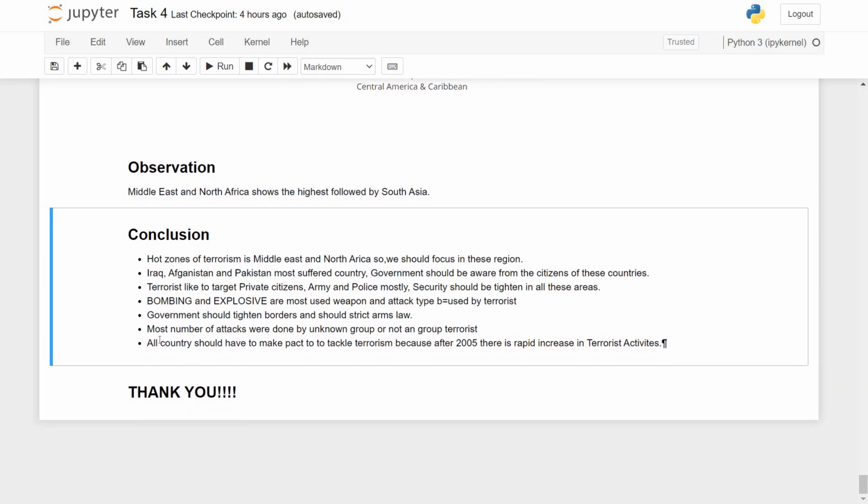After that, most attacks were done by unknown groups, not identified terrorist groups. So we also see that, not only known terrorists, there are new unknown terrorist groups arising. All countries should make a pact to tackle terrorism, because after 2015 there was a rapid increase in terrorism activities. So we need to take some security measures, all countries should be ready to face terrorism, and they need to increase security features and all that.